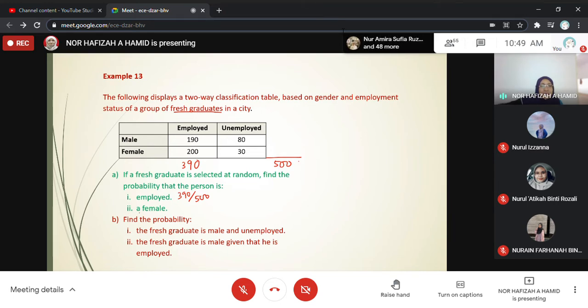Then we calculate the probability for female. It means this female one. So the total of the female is 230. So we have 230 over 500. And find the probability that the fresh graduate is a male and unemployed. So here, you have 80 over 500.